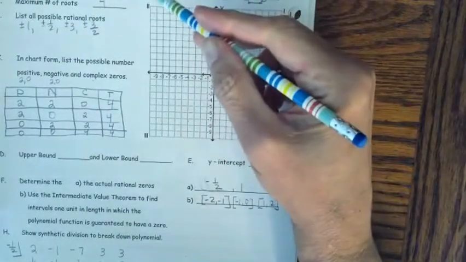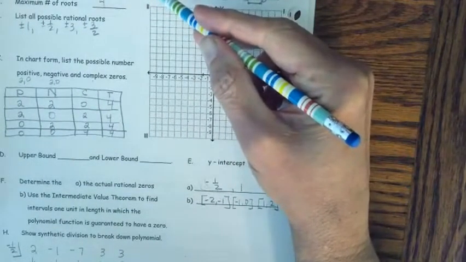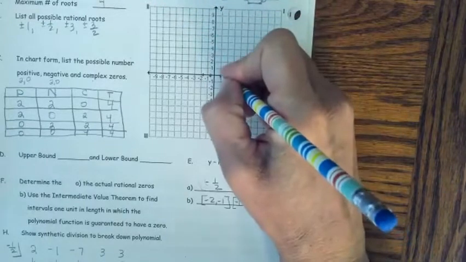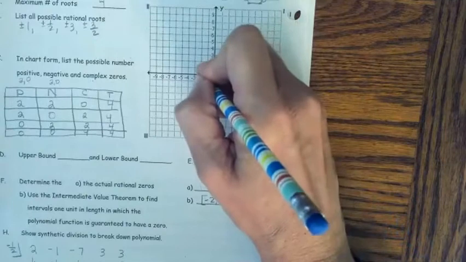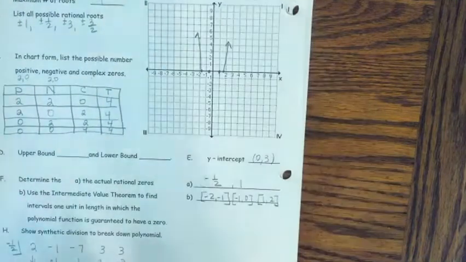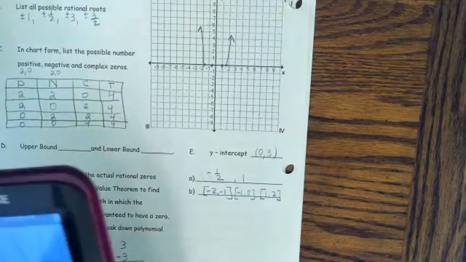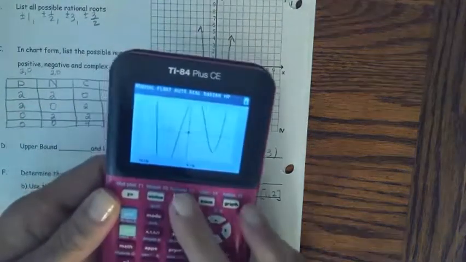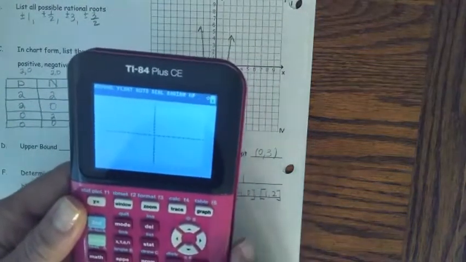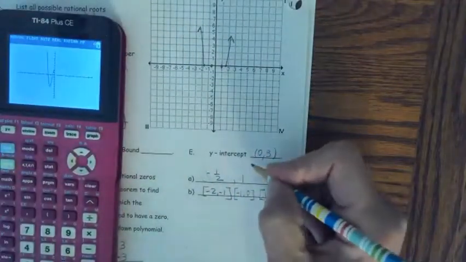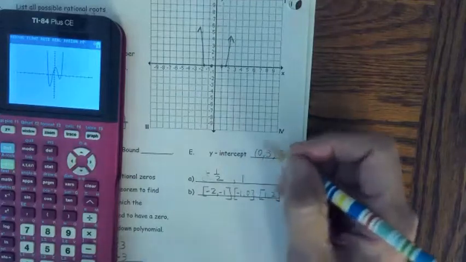We know our end behavior because we have a degree that's even and a positive coefficient. That means my end behavior is increasing, increasing. And we went ahead, I mean, we graphed this. So I'm going to go back to Zoom 6 and take a look. Again, we know my y-intercept is 0, 3.